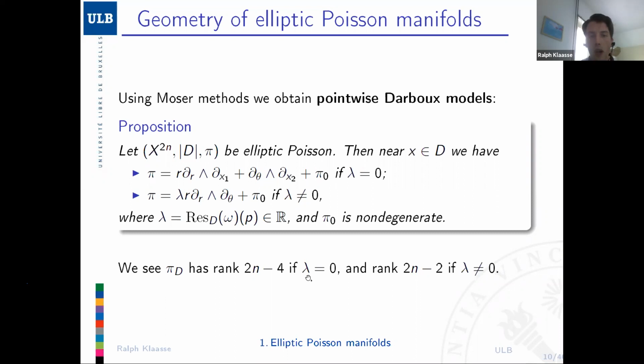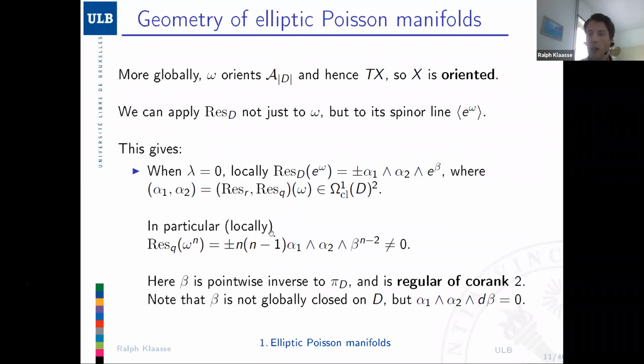Okay. So the next thing you can wonder is a little bit more globally what's going on, not just the pointwise Darboux. And there, the first thing to notice is that we have this elliptic symplectic form omega, which of course then orients the Lie algebroid in which it lies. But because the Lie algebroid is basically the tangent bundle except on a codimension 2 subset, that means their Stiefel-Whitney classes are the same. So X is also oriented because TX is. It inherits an orientation from omega. That is unlike the log Poisson case where this is not true.